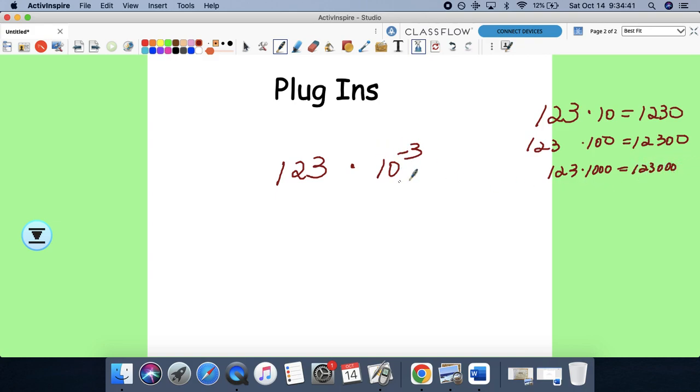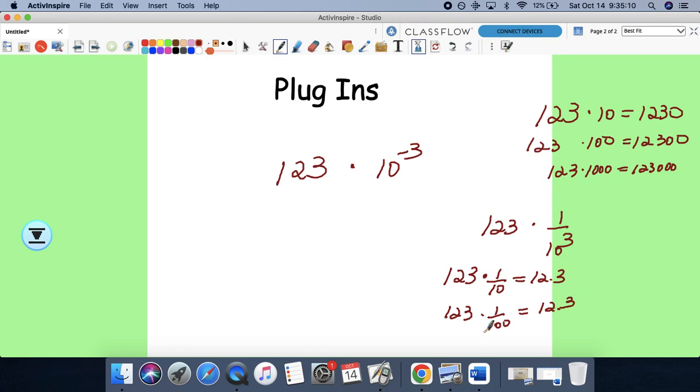But in this case, it's 10 to the negative third. Go back to your laws of exponents. How do I rewrite that with a negative exponent? That's 1 over 10 to the third. So think about what this is. 123 divided by 10 would be 12.3. 123 divided by 100 would be 1.23. Sorry, I said 12.3 before. So we're moving the decimal to the left. And then 123 times 1 over 1,000, if you move the decimal 1 more, you get 0.123.